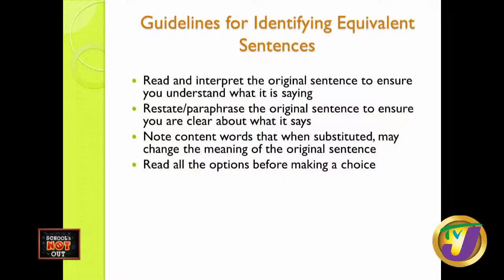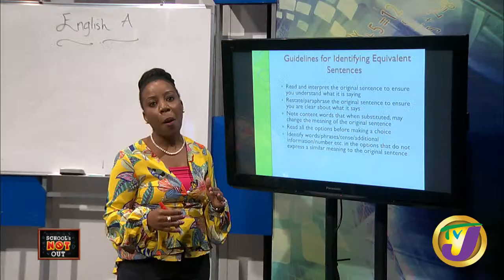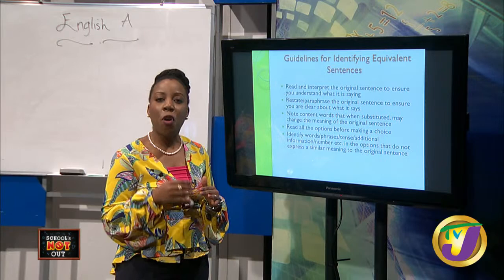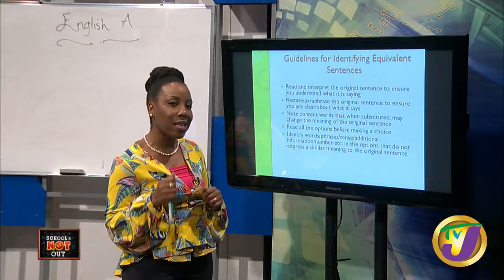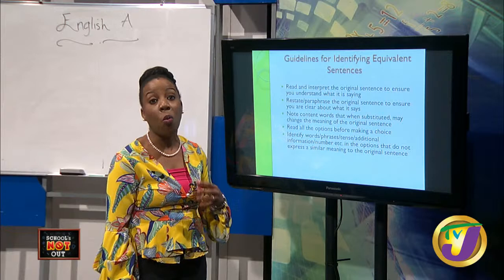Good? All right. You are also encouraged to identify words, phrases, additional information, numbers, etc. in the options that do not express a similar meaning to the original sentence. So as you move through the options on the multiple choice paper, begin to justify for yourselves why it is that some options are not considered as equivalent expressions to the original sentences. Justification is key because it helps you to make a definitive decision about what to select as the answer.